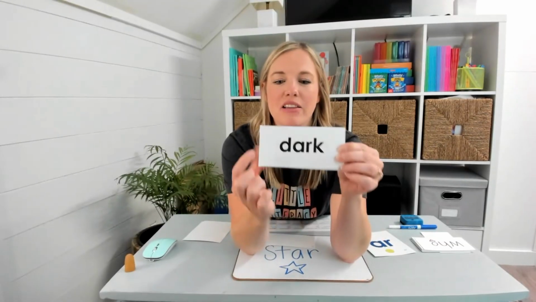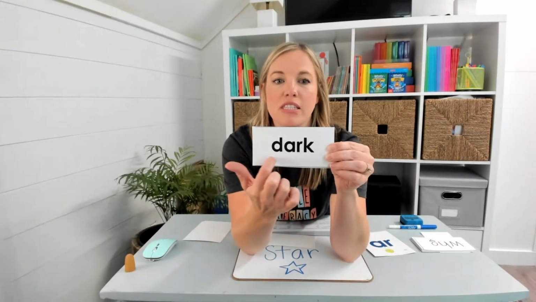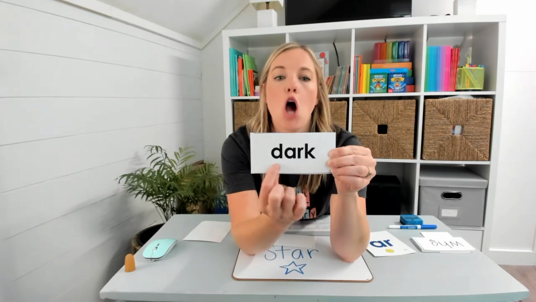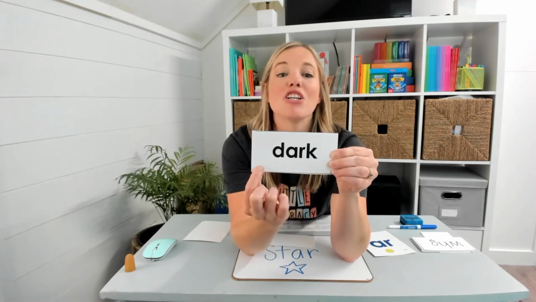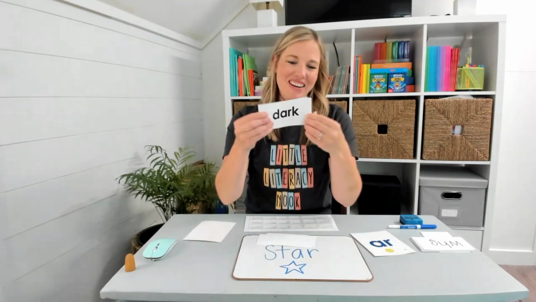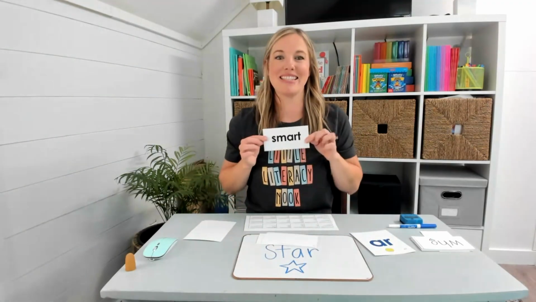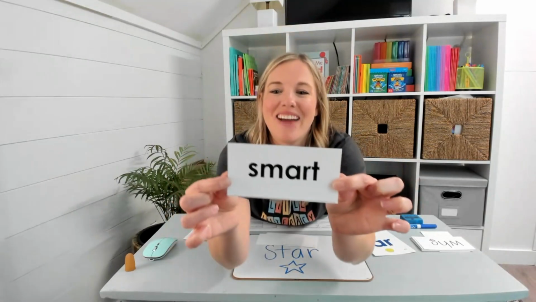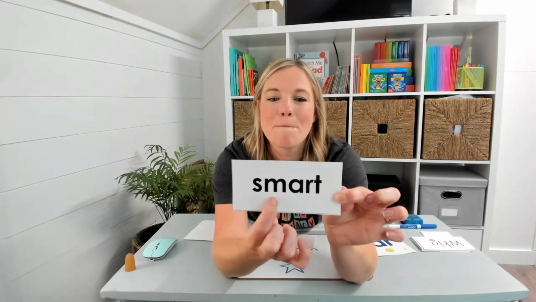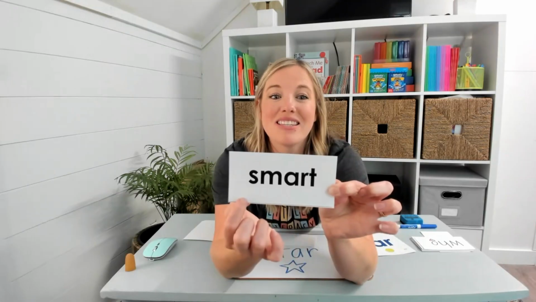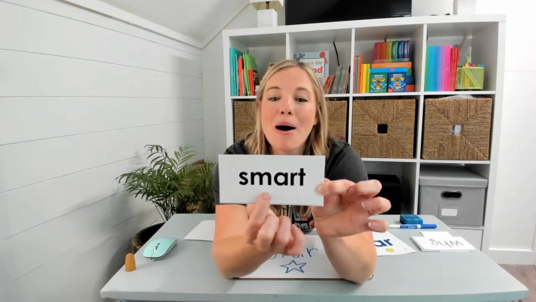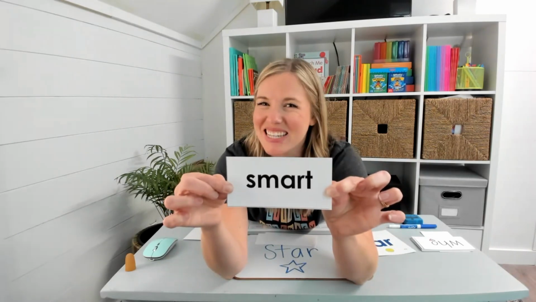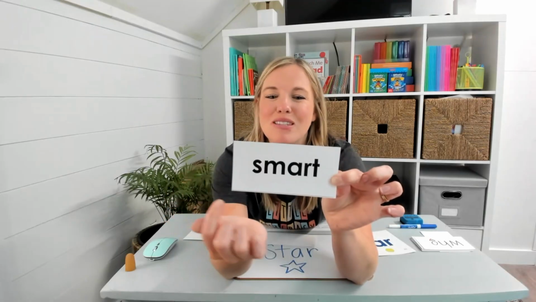All right, ready? Look at this first letter. It starts with a C curve. D. Dark. Good reading. Okay, see if you can read this last one by yourself because I love this word because it describes you. All right, you ready? What's this word? Smart. You are so smart getting those bossy R sounds mastered. Look at you go, smarty.